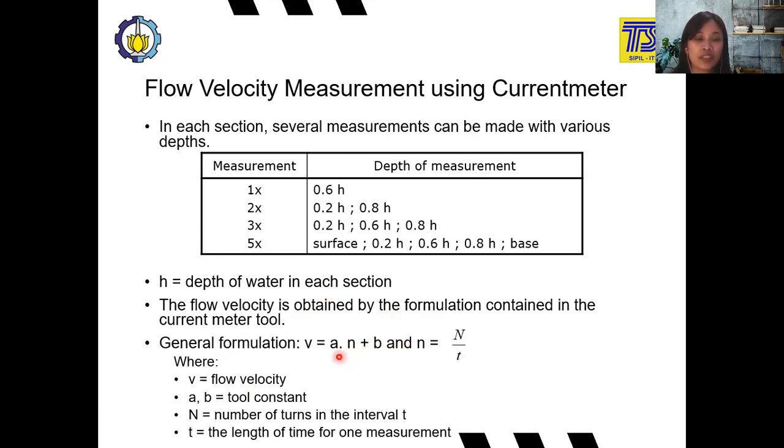Then for calculating the flow velocity, V equals A times N plus B, where N is the number of turns in the interval T divided by the length of the time of one measurement. This is the number of turns of the propeller, shown on the device, and you divide it by the length of the time of one measurement. For example, you measure for 15 seconds and get 30 turns, so N is equal to 30 divided by 15 seconds, which is 2 turns per second. After that, you can get the flow velocity on each section.